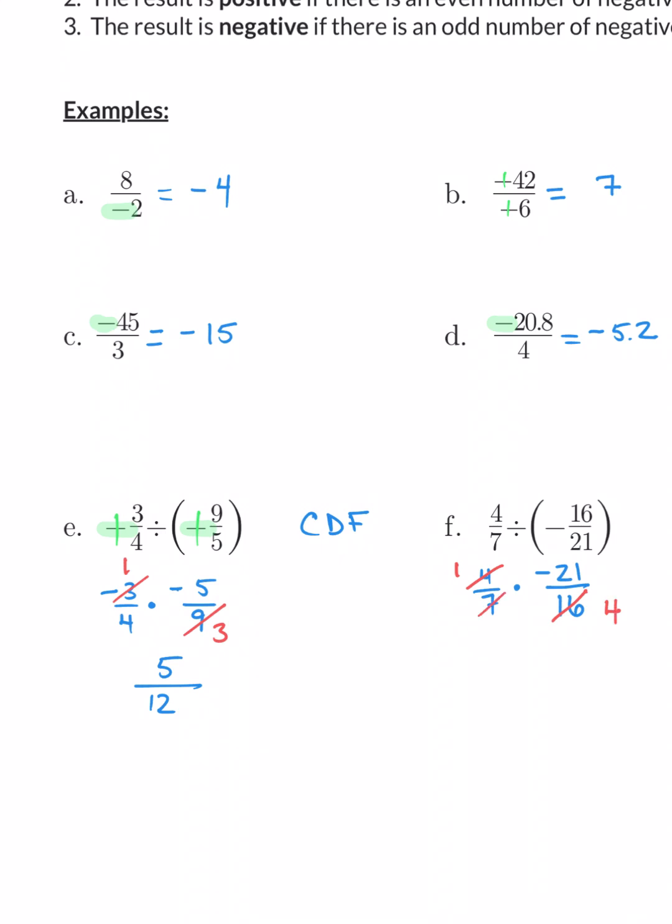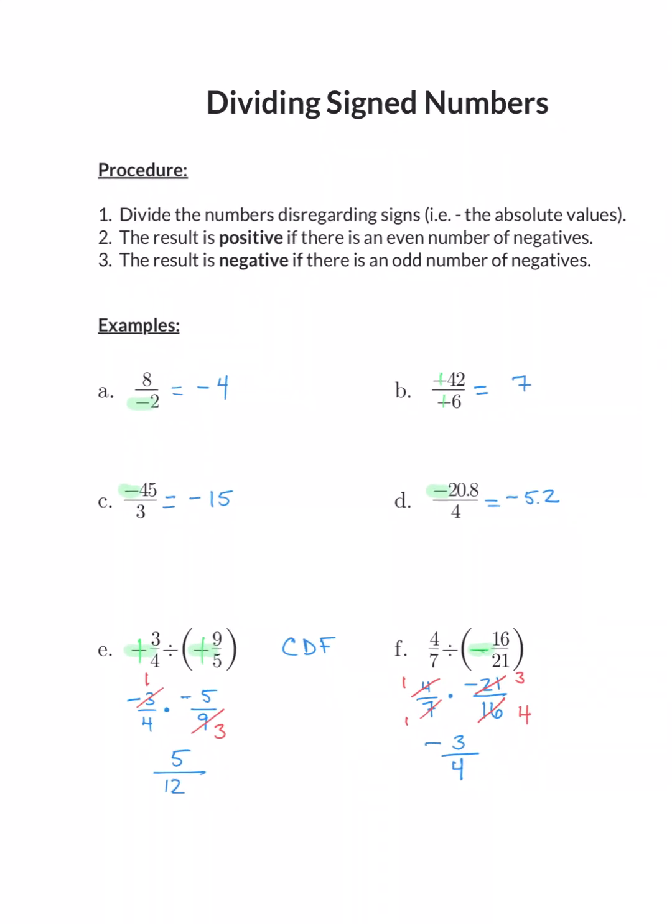We have 7 and 21 are both divisible by 7. 7 divided by 7 is 1. 21 divided by 7 is 3. If we multiply straight across, we get 1 times 3 is 3 over 1 times 4 is 4. And now, what is the sign of my answer? Well, we have a total of 1 negative in the problem, and so we need to keep the negative with the answer, giving me a total of negative 3/4. So that takes care of just some basic division problems.